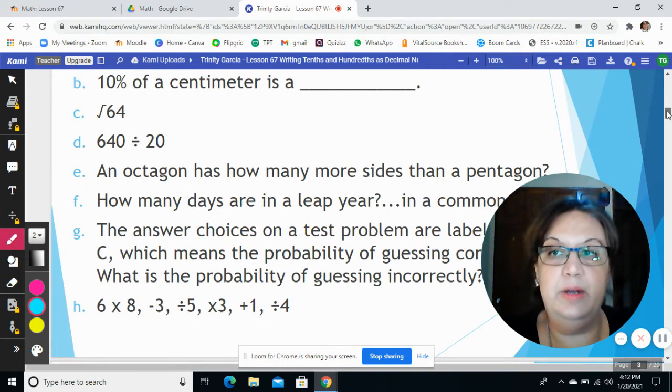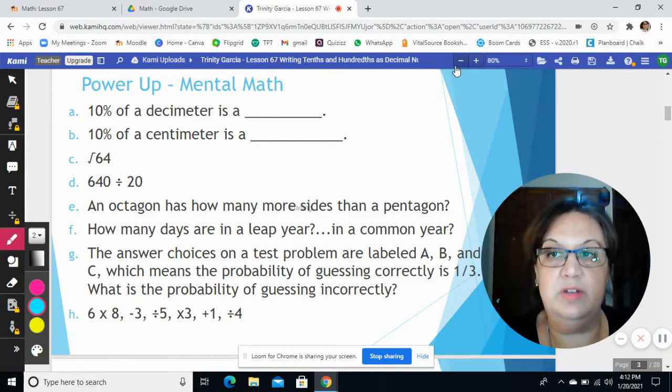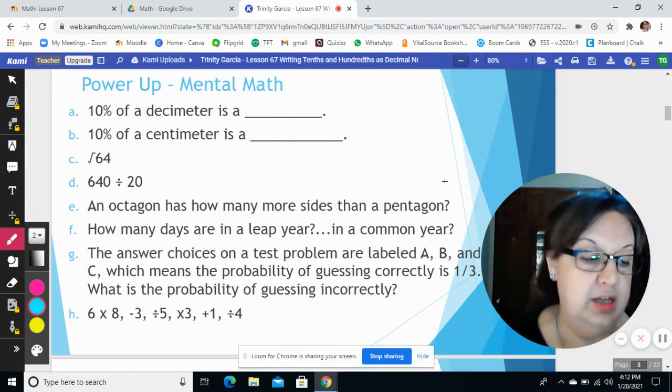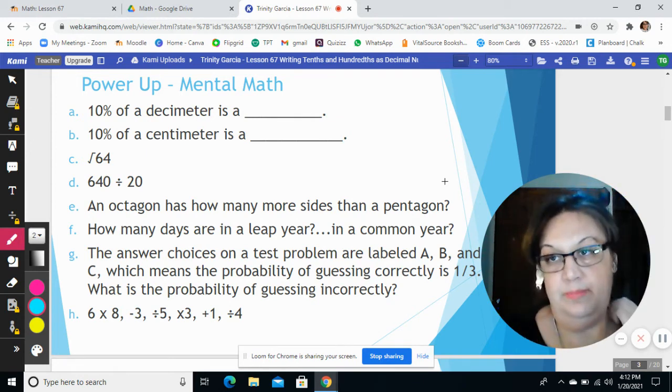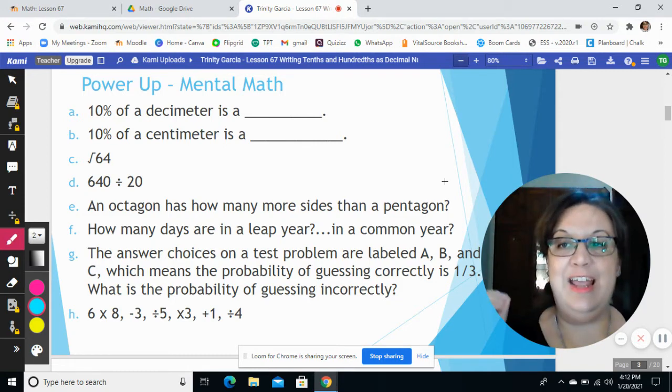Here is our power up mental math. Let me shrink that down for you. All right, one more time. There we go. Letter A, 10% of a decimeter. Remember yesterday we talked about what a decimeter is? So we're talking about what is 10% of a decimeter. 10% of a decimeter is a centimeter. A centimeter, okay? And 10% of a centimeter is a millimeter. So letter A, 10% of a decimeter is a centimeter.